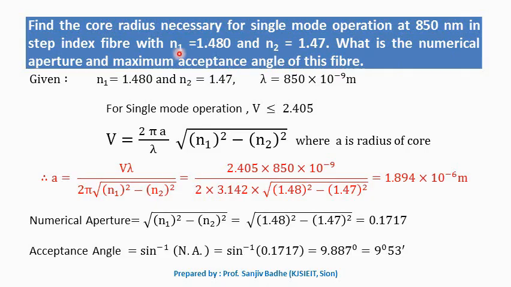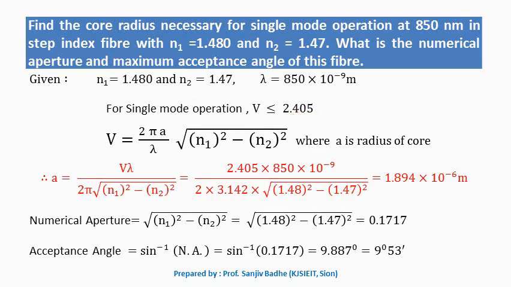So here refractive index of core is written as N1, that is equal to 1.480, and refractive index of cladding is written as N2, that is given as 1.47. Wavelength lambda is given as 850 nanometers, so that is 850 into 10 raised to minus 9 meters. And for single mode operation, V number has to be less than or equal to 2.405.